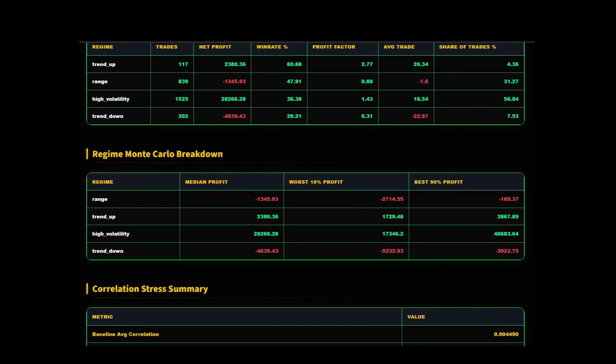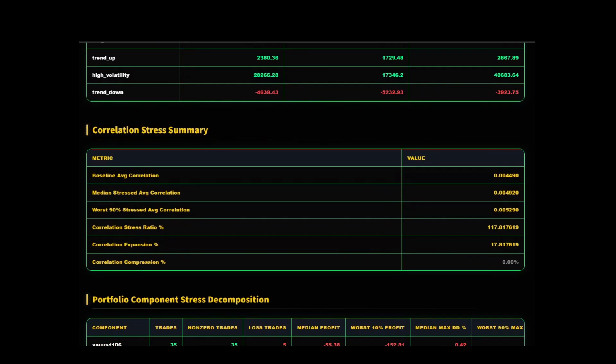Then we move into the regime Monte Carlo breakdown. This shows how each regime behaves under Monte Carlo pressure. It helps reveal whether the portfolio depends heavily on one specific market environment. Finally, we reach the correlation stress summary. This section checks whether the portfolio components become more connected under stress. That matters because systems can look diversified in normal conditions, but become more correlated when the market becomes harder. So this whole part of the report gives the deeper structure behind the run. Survival behavior, tail risk, sequence behavior, confidence levels, distributions, bad month clustering, regime behavior, and correlation pressure.